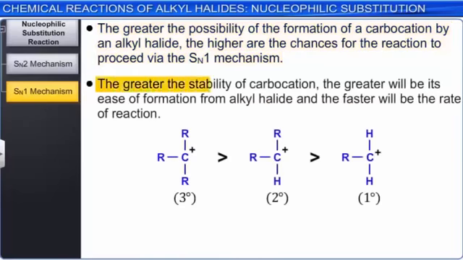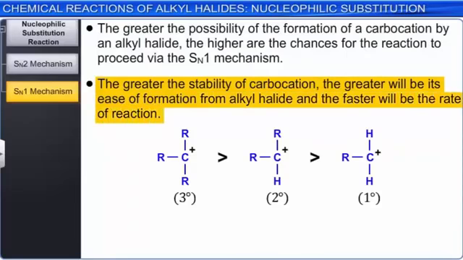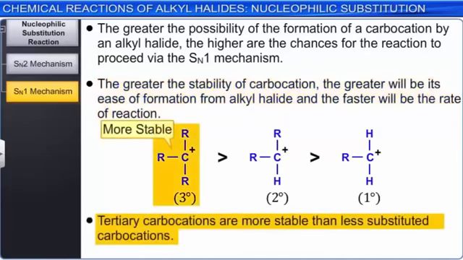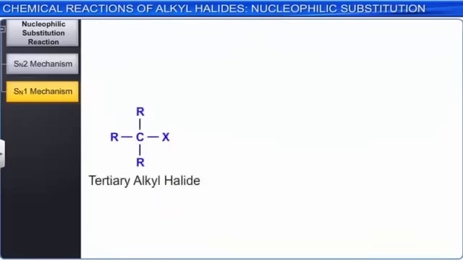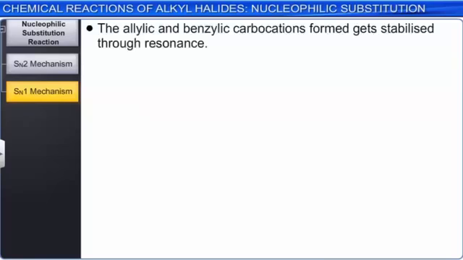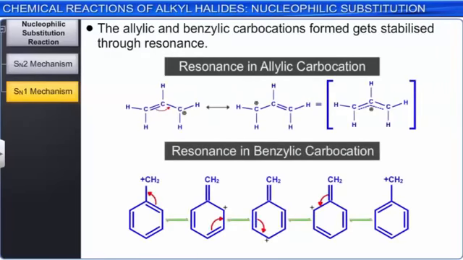Further, the greater the stability of carbocation, the greater will be its ease of formation from alkyl halide and the faster will be the rate of reaction. Thus, due to the greater stability of tertiary carbocations, tertiary alkyl halides readily undergo SN1 reactions. Allylic and benzylic halides also show high reactivity towards the SN1 reaction. This is because the allylic and benzylic carbocations formed get stabilized through resonance, as shown here.